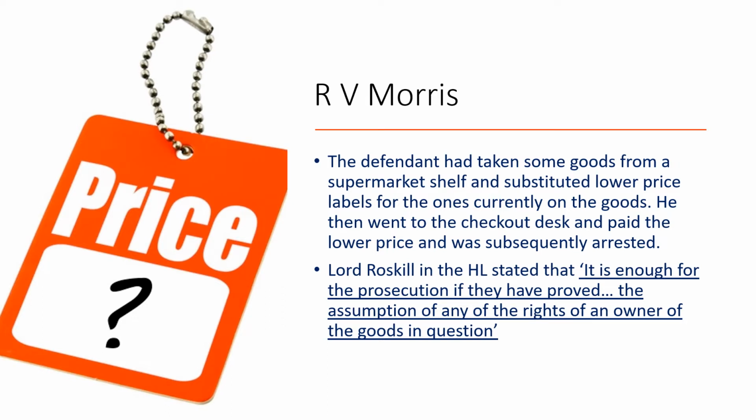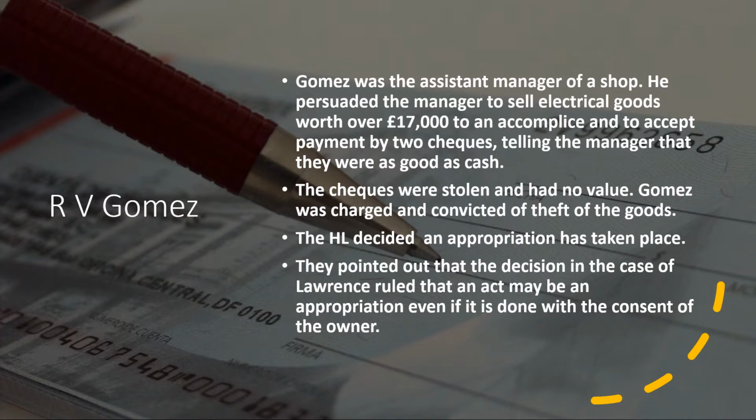So like in Morris, in this particular case, we have a defendant who switched price labels. Now only the owner has the right to do this, and so therefore appropriation had taken place. In Gomez, Gomez was the assistant manager of a shop, and he persuaded the manager to sell electrical goods worth over £17,000 to an accomplice and to accept payment of 2 cheques, telling the manager that they were as good as cash. Now the cheques were stolen and had no value, and Gomez was charged and convicted of theft, and the House of Lords decided an appropriation had taken place.